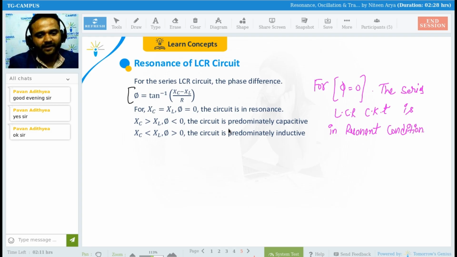Or XC greater than XL, phi less than 0, the circuit is predominantly capacitive. Means if XC is greater than XL, obviously it is dominating towards the capacitance, so you can say predominantly capacitive. Or if XC is less than XL, phi is greater than 0, and then the circuit is predominantly inductive. Or you can rewrite this as XL minus XC divided by R. Okay, is this clear, everyone?